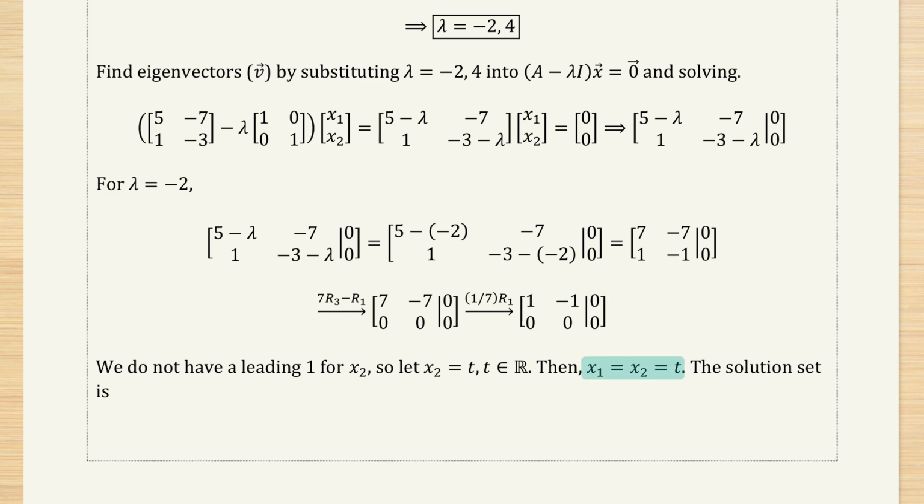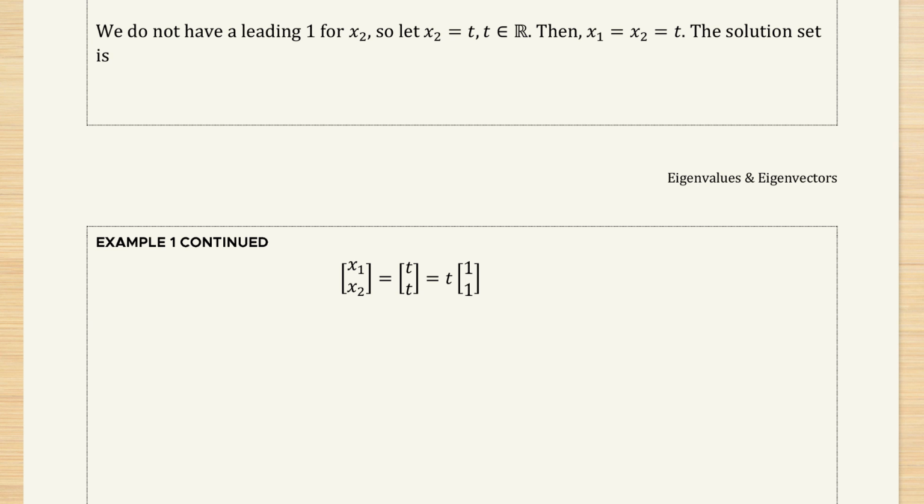Therefore x1 equals x2, and x2 being t, x1 is equal to t. Our solution set looks something like this: x1, x2, both of them being equal to t. We can factor out that t to get the column vector 1, 1. This is our eigenvector corresponding to the eigenvalue lambda equals -2. Let's work on the other eigenvalue now, lambda equals 4.